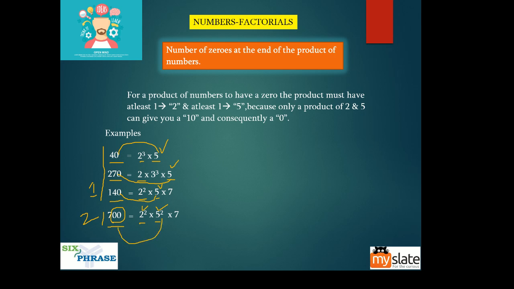Like I told you, here you can see 3 2's. Even though there are 3 2's, only 1 2 can form a pair with this 5, so 1 zero. Here even though there are 2 2's, only 1 2 can form a pair with this 5 because there is only 1 5. So your zeros directly depend upon the number of 5's. Now look at these numbers.